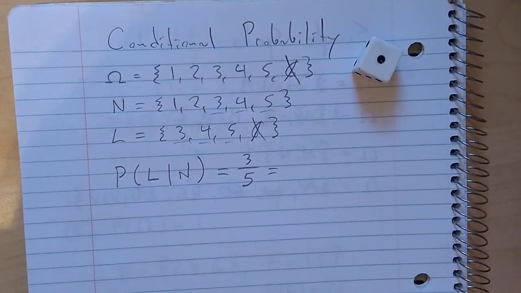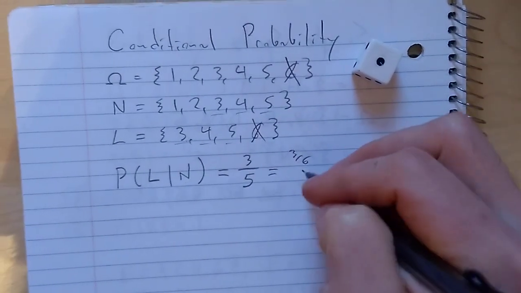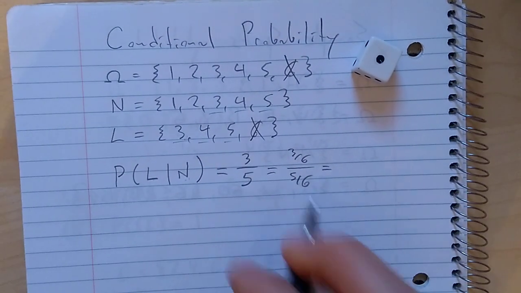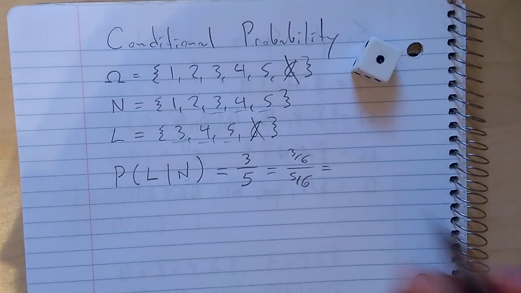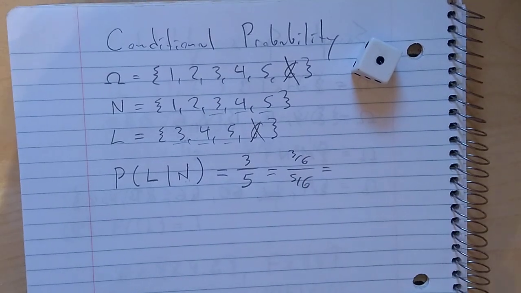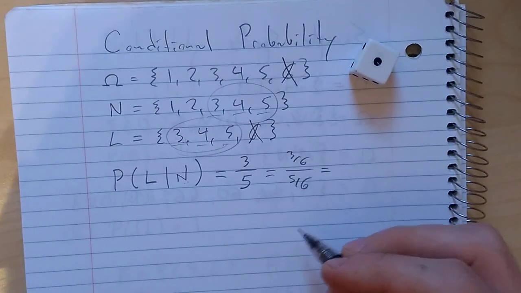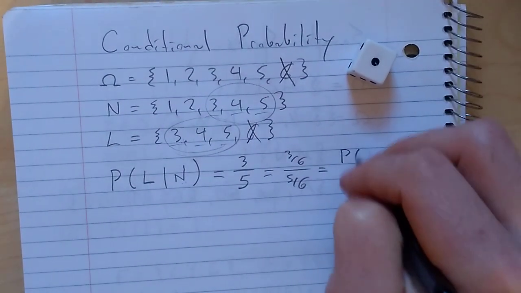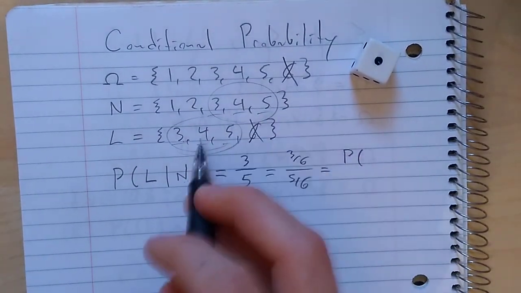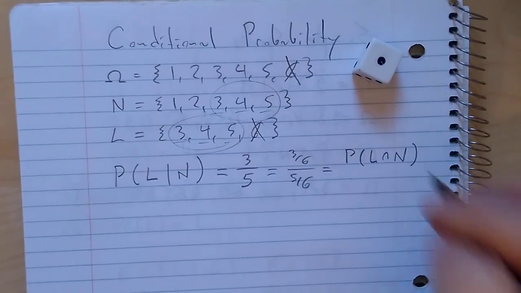Now, if you think about the way I calculated that, you can write 3 over 5 as 3/6 over 5/6. Why would you do that? First of all, I can do that because it's a fraction. I can multiply or divide the top and bottom by any number I like as long as it's the same on the top and bottom. 3 out of 6, that's these 3 outcomes right here. So this 3 out of 6 you can interpret as the probability of these 3 outcomes, the 3, the 4, and the 5. What are those? That's the intersection. That's the outcomes that are in both n and L. So it's the probability of L intersect n.